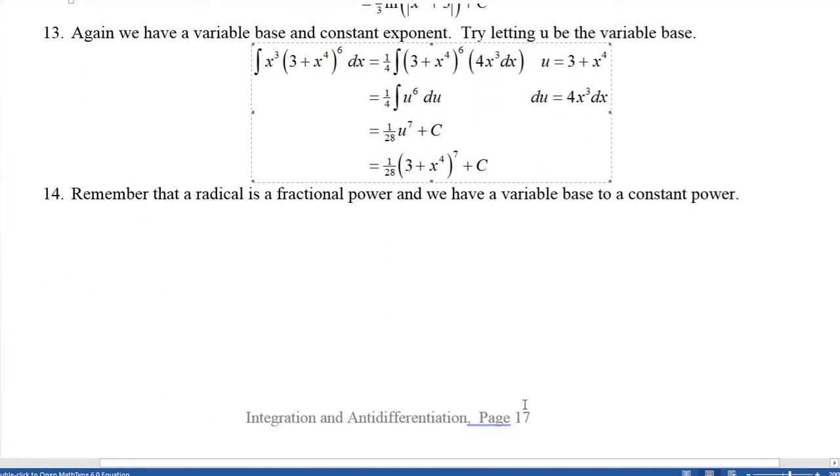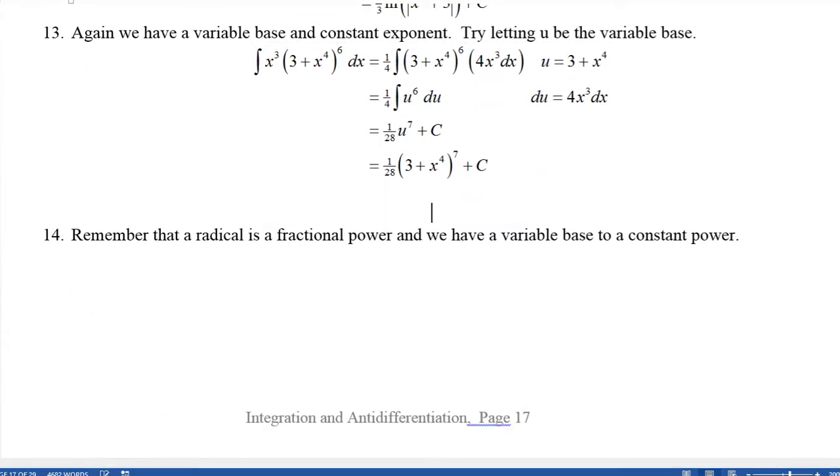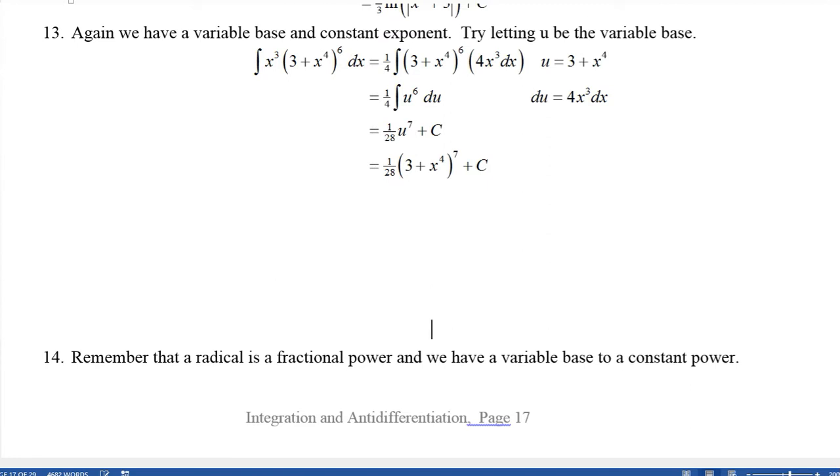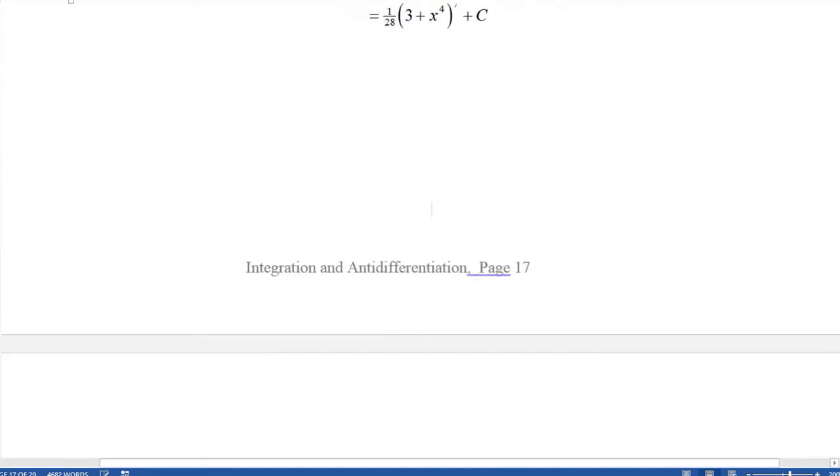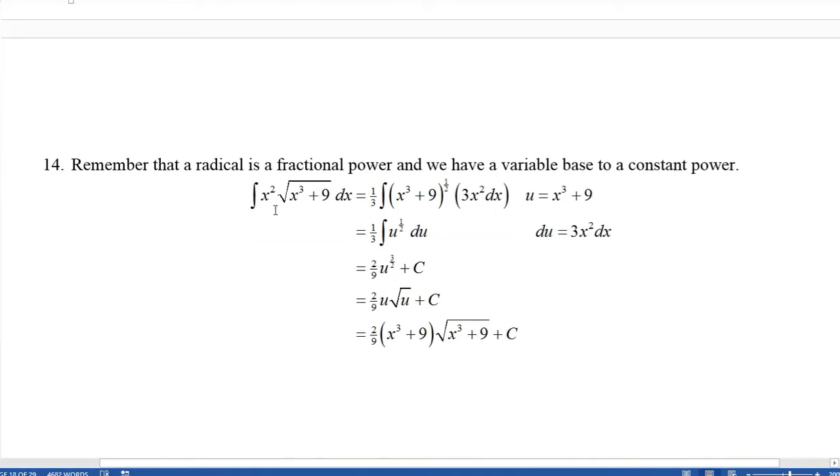Okay, now if you're back here, the thing to remember, of course, is that a radical, or root, is a fractional power. So this, again, is a variable base to a constant power. We have x cubed plus 9 to the 1/2, which is why I rewrote it here. So again, when we have a variable base to a constant power, the thing to try is let u be x cubed plus 9. The derivative there then is 3x squared plus 0 times dx. So du is 3x squared dx.